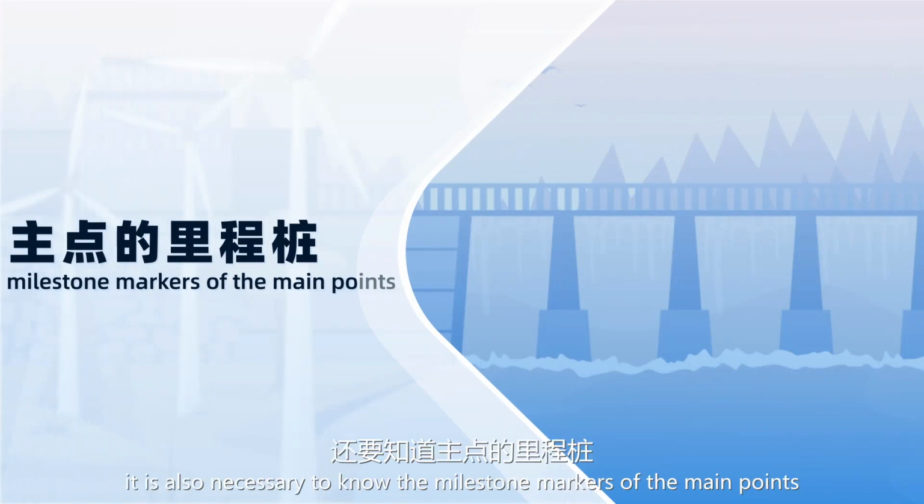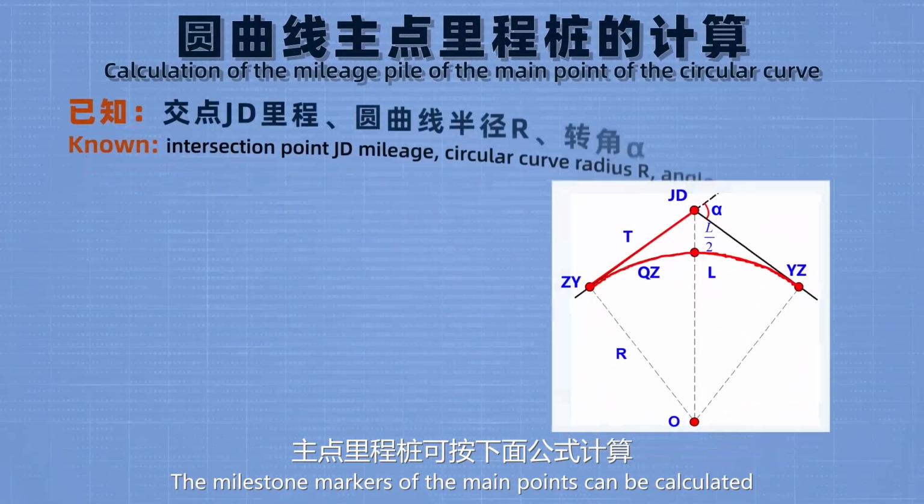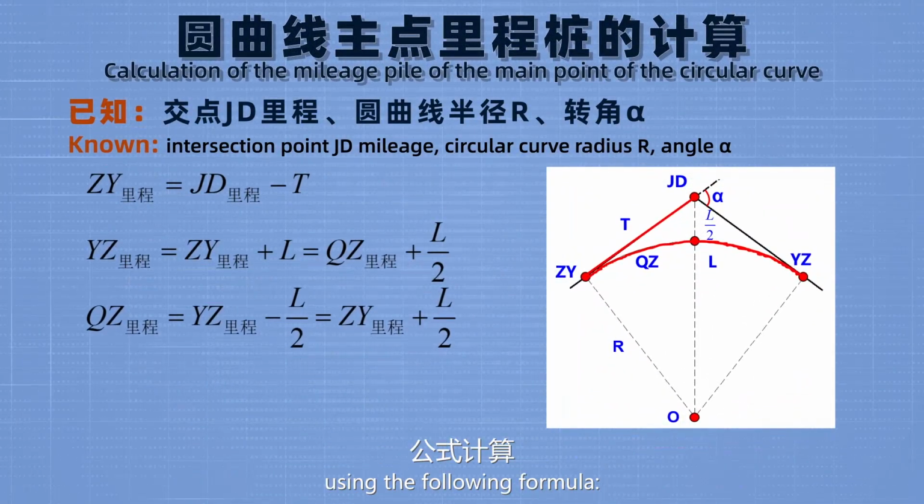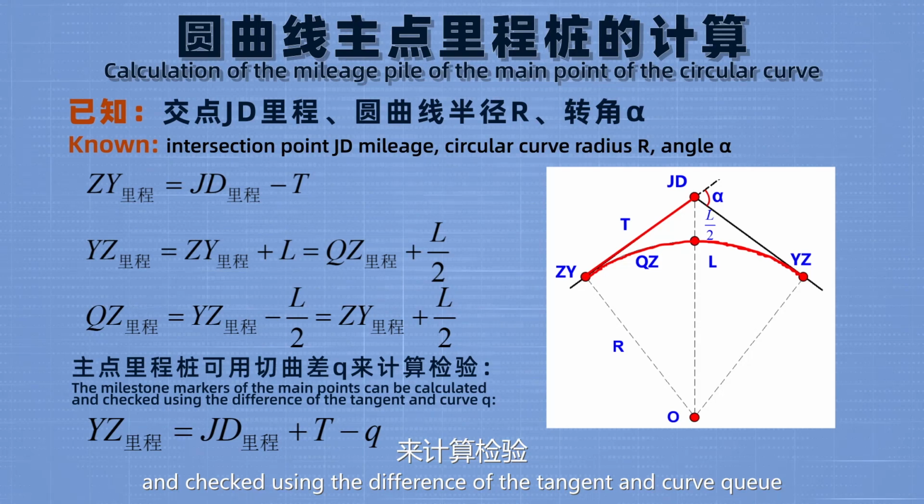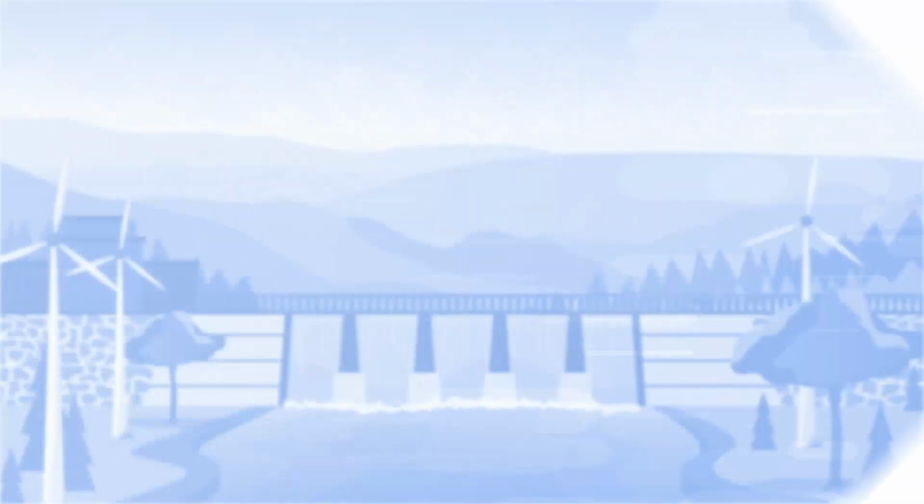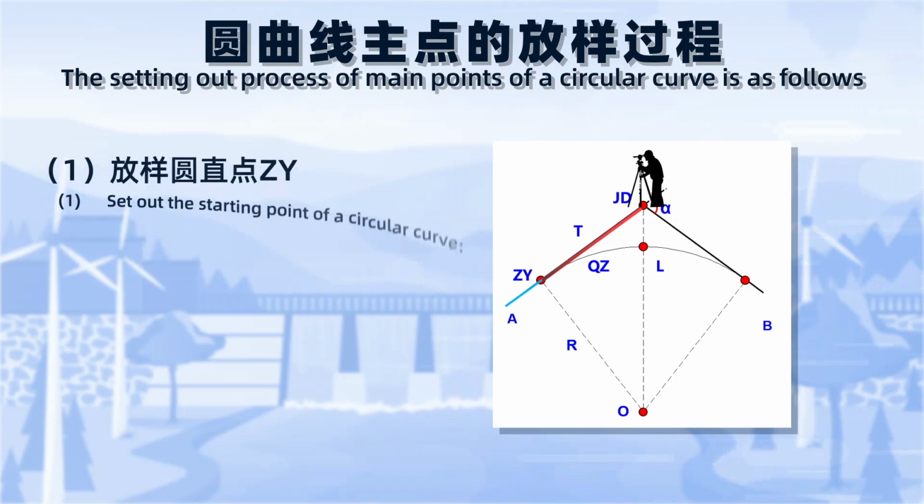Therefore, in addition to the 6 elements of a circular curve, it is also necessary to know the milestone markers of the main points. The milestone markers of the main points can be calculated using the following formula. They can be calculated and checked using the difference of the tangent and curve, Q. The setting out process of main points of a circular curve is as follows.